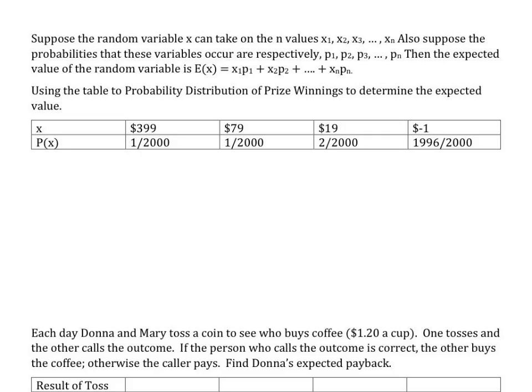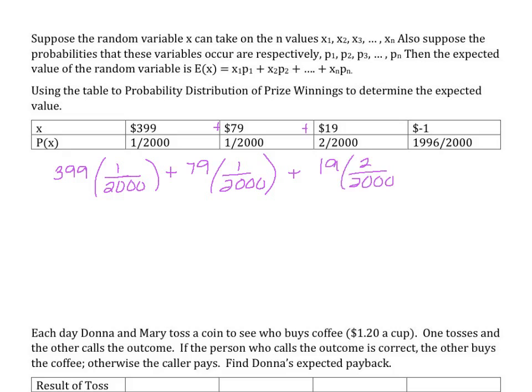So if the probability of earning $399 is 1 out of 2,000, we will take $399 and multiply it by its probability. Add that to, since it's a positive 79, we'll multiply that by 79 times 1 over 2,000. Since we have another positive 19, we'll multiply 19 by 2 out of 2,000. And here we have a negative, so now we want to subtract 1 times 1996 over 2,000.